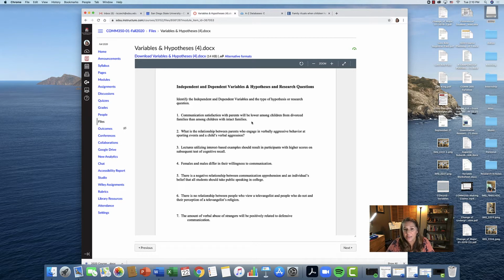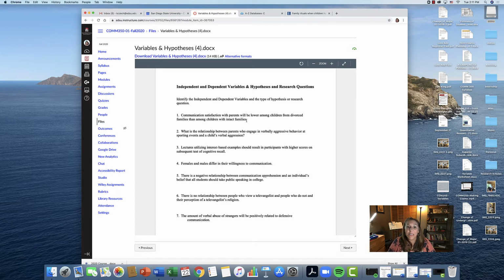The first thing I'm going to ask myself is, what's being affected here? What is the outcome? What do I want to know? Well, I want to know about communication satisfaction with parents in particular. Hopefully the word satisfaction gave away that this is the dependent variable. What affects your communication satisfaction with your parents? What are the independent variables that affect that? In this case, it's your family status, whether your family is divorced or whether your family is intact. So family status is the independent variable that affects that dependent variable, satisfaction.